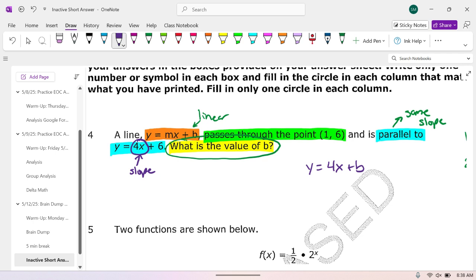Now, if it's an important piece of information, that means it's going to go somewhere in here. So when we talk about a point (1, 6), how do we typically write a point? What does a point represent? x, y. So if we're given a point (x, y), what do you think we're going to do with it?